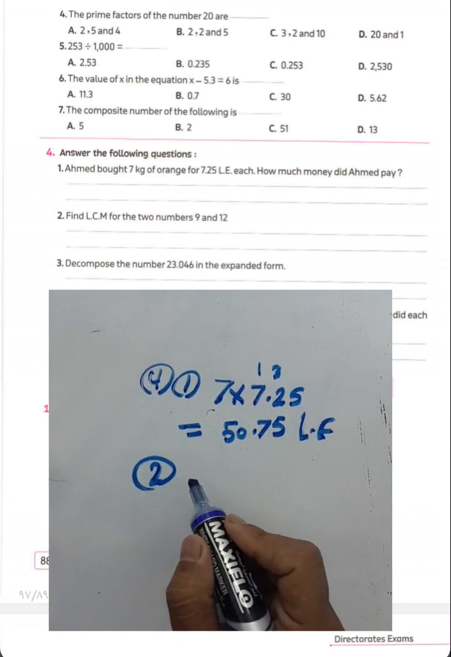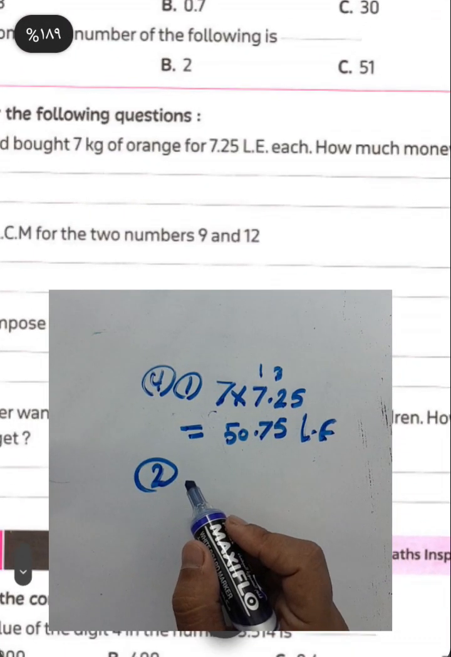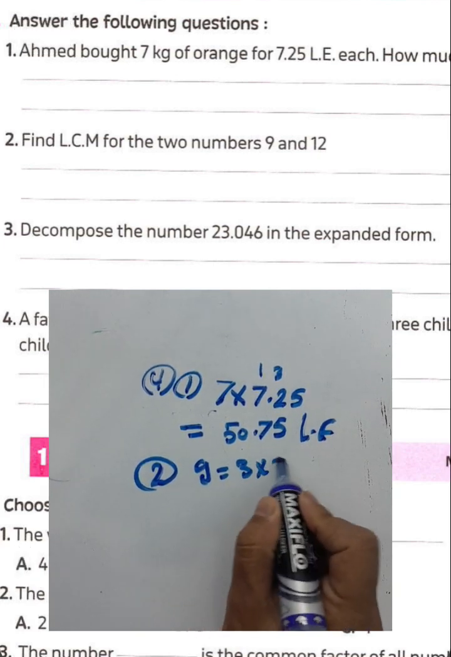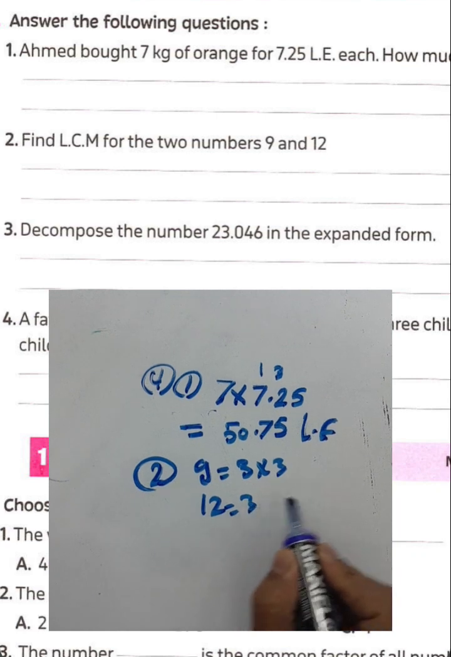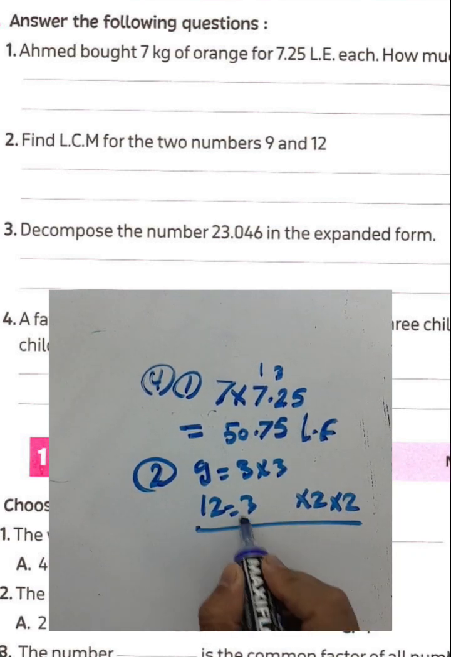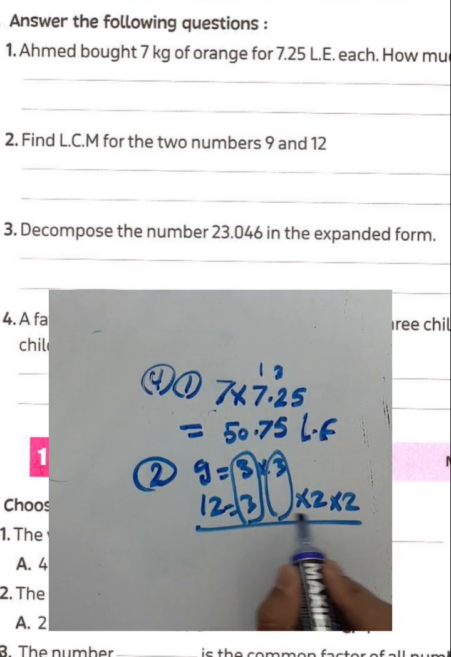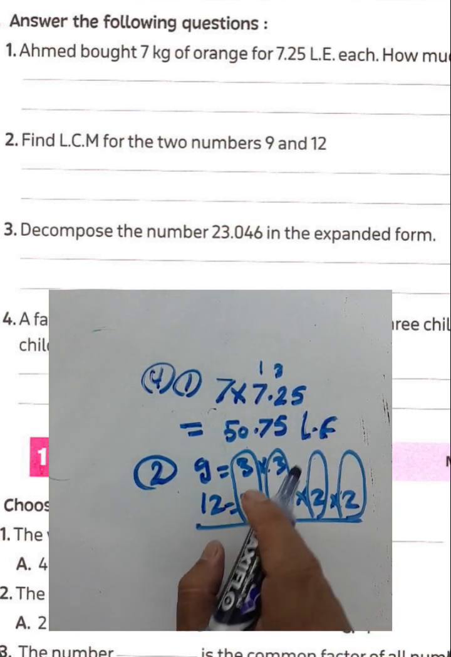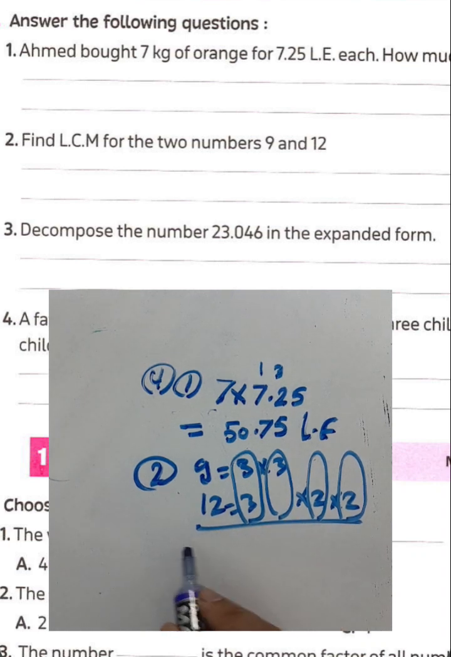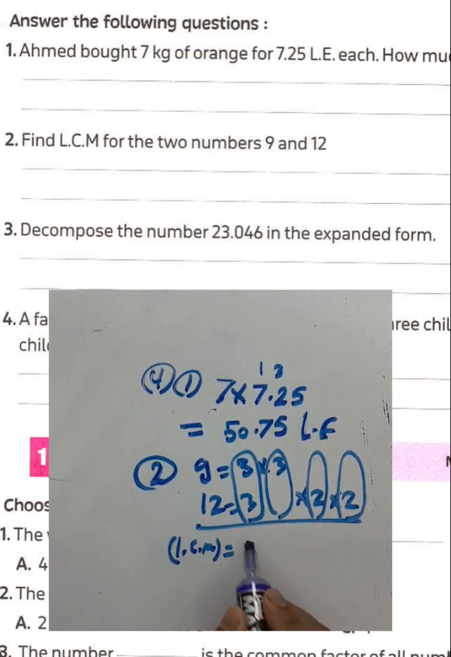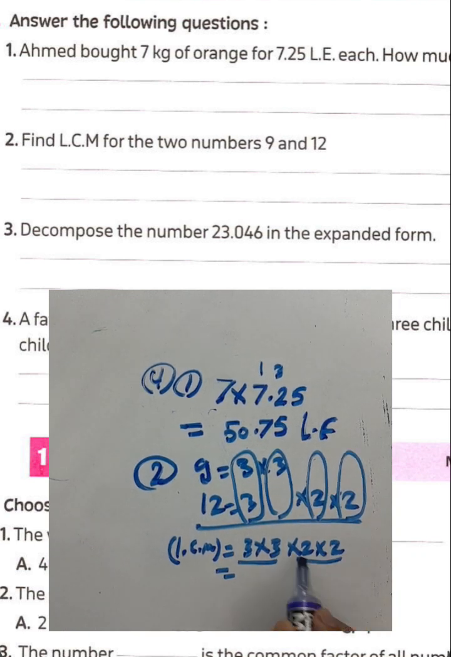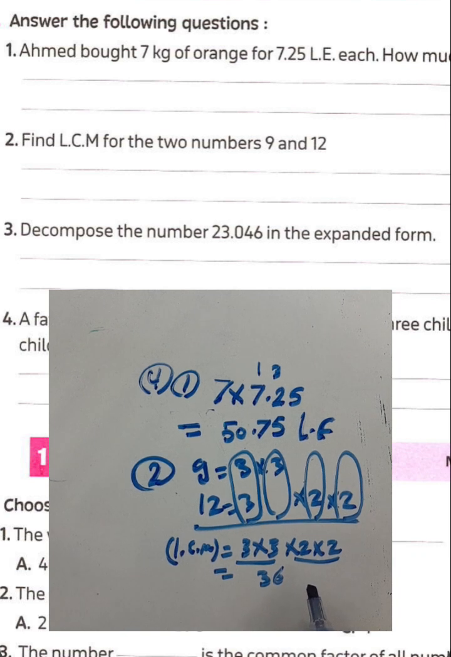Question number 2. Find the least common multiple of the two numbers 9 and 12. 12 can be divided by 3. And we know 9 equals 3 times 3, and 12 equals 3 times 4, and 4 equals 2 times 2. And then circle here the common 3. The least common multiple will be 3 times 3 times 2 times 2. 3 times 3 is 9. 9 times 4 equals 36.